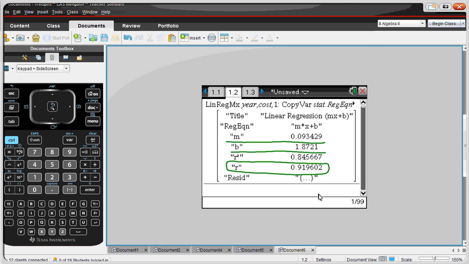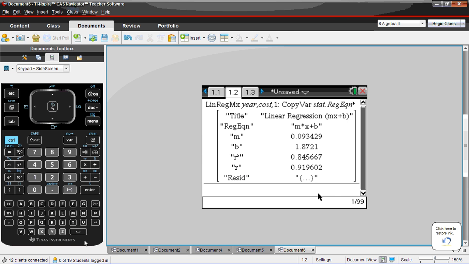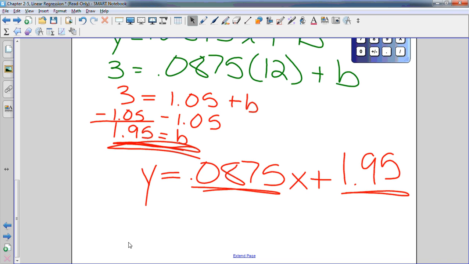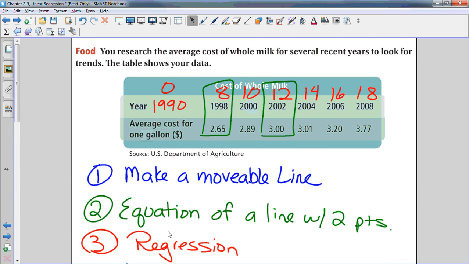Now, I want to predict the cost of milk in the year 2020. How in the world do I do that? So up here, on my table, I want the year 2020. What year is that going to be for me? No, it's going to be 30.